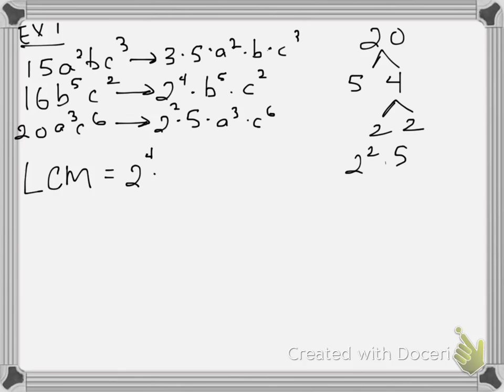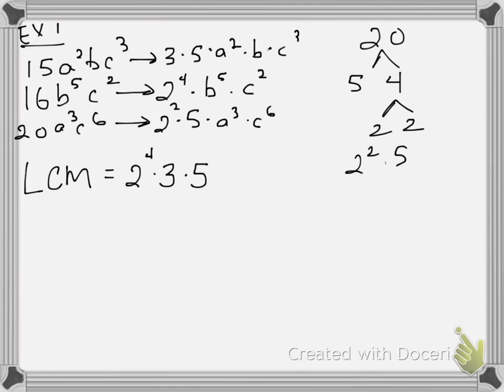What's my next number? 3. That's my next whole number, and there's no other 3 to compare it with. What's my next one? 5. Now I have two 5s. Either one, it doesn't matter because they're both the same. So 5 to the 1st power.